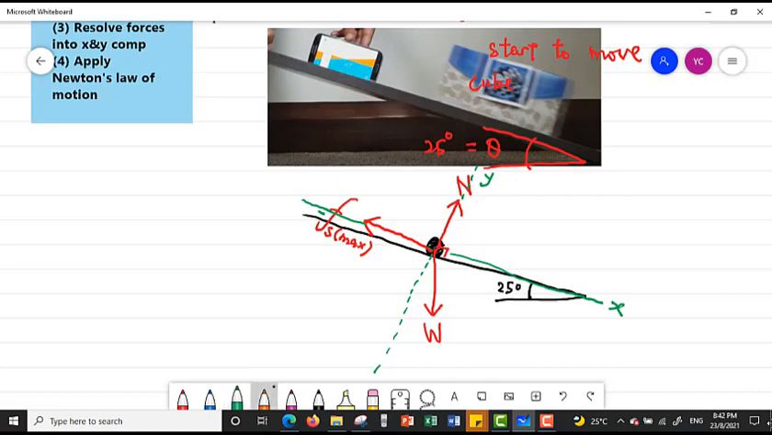Kalau you perhatikan, kita panjangkan benda ni. So you akan nampak sini 25. So sini akan jadi berapa? 90 tolak 25. So dia akan jadi 65.